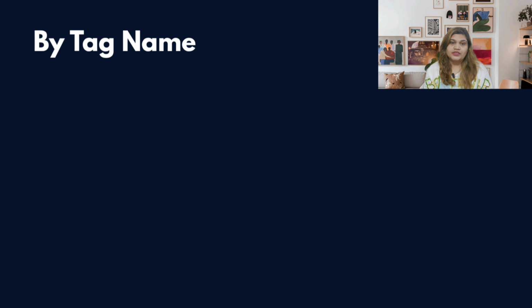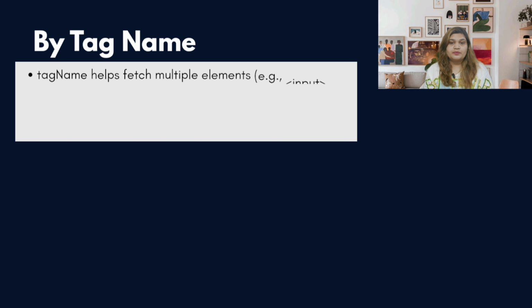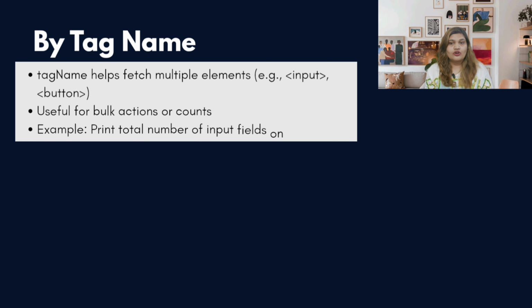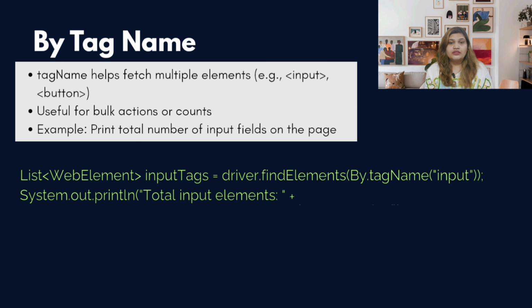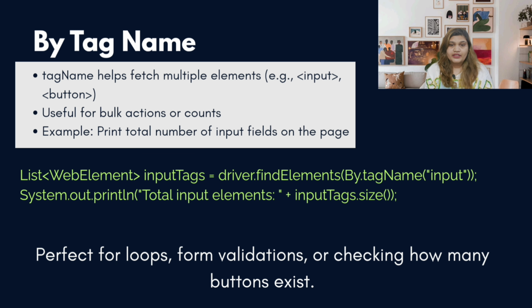By tag name. Now tag name is great for grabbing multiple elements like all input tags or button tags. Here we are printing the total number of input fields on a page. This is perfect for loops, form validations or checking how many buttons exist.